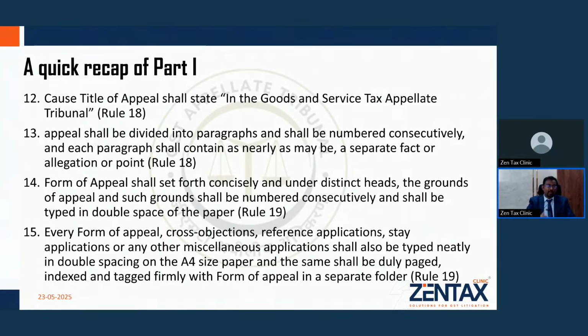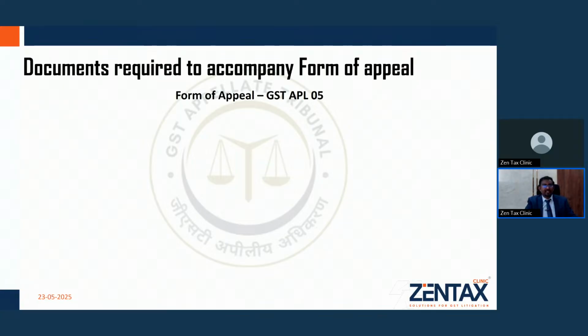Now we dive deeper into the remaining legal provisions as contained in the GST Appellate Tribunal procedure rules, and having discussed up to rule number 19, we move forward with the remaining rules. So rule number 19, as you could also see, spoke about what is the form of appeal. So the form of appeal, that is the form in which the appeal has to be filed to the GST Appellate Tribunal, is very clearly prescribed in the rules, and the form is GST Appeal 05. CGST rules very clearly provide for these rules, and the form of appeal is GST Appeal 05.